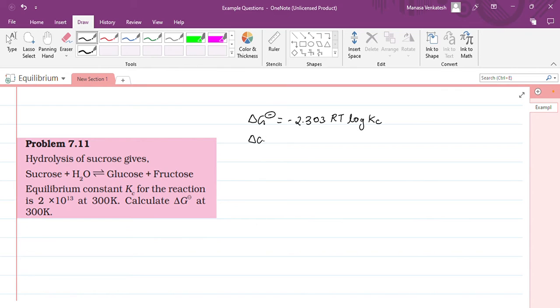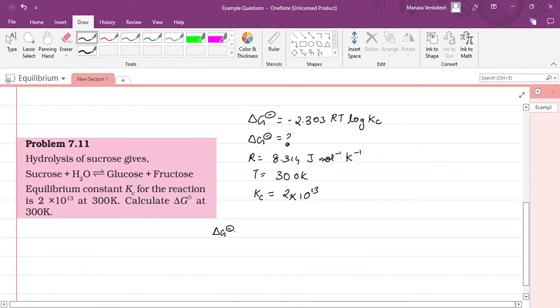So we need to find delta G minus. Basically it's going to be a substitution. We have the value of R that is equal to 8.314 joules per mole per Kelvin. And yes, I have a cold. T is the temperature, that is 300 Kelvin, because that's what's been asked. And the equilibrium constant, that is Kc, equals 2 into 10 to the power 13. So we have all of these. We just have to substitute all of these values into the equation.